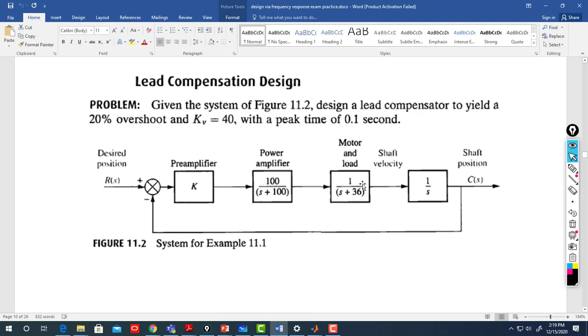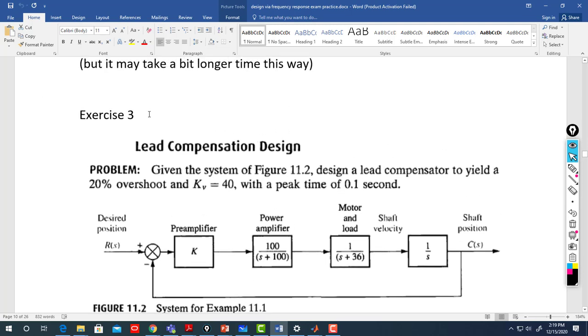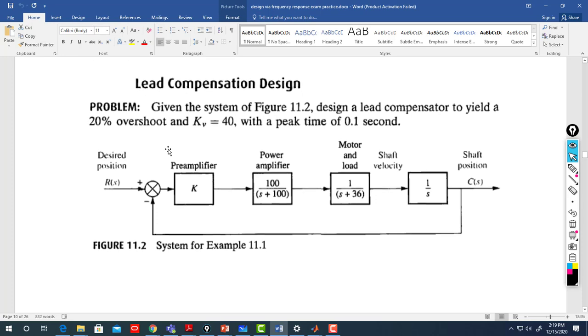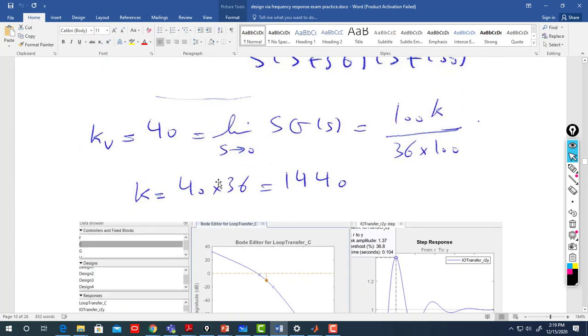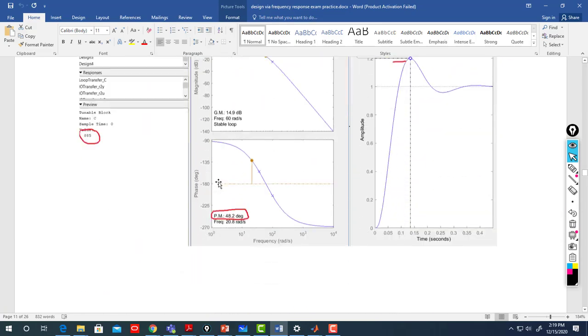So you can say it's the same exercise, but it's divided into 3 parts, which is why you can see them as a 3-part exercise. Actually, it's the same exercise if you wish. Then now we will learn how to design a lead-lag compensator.